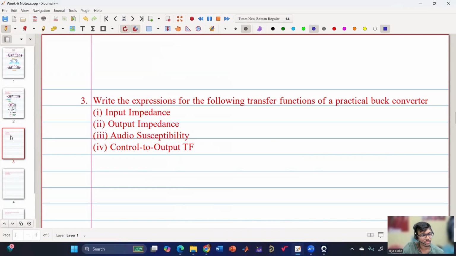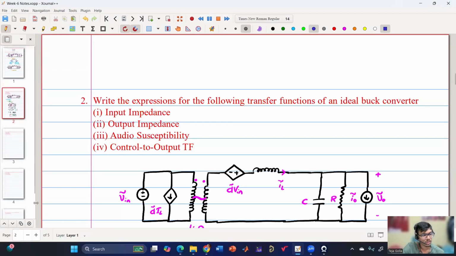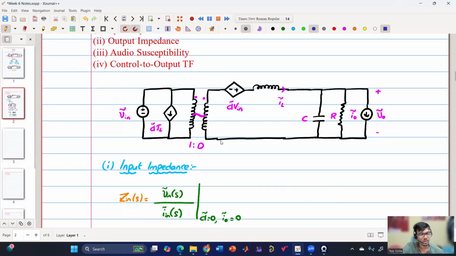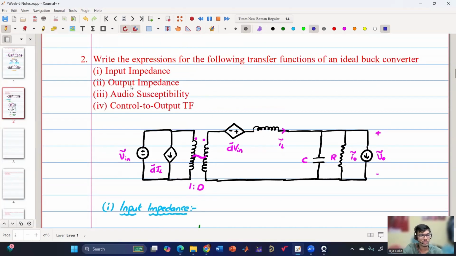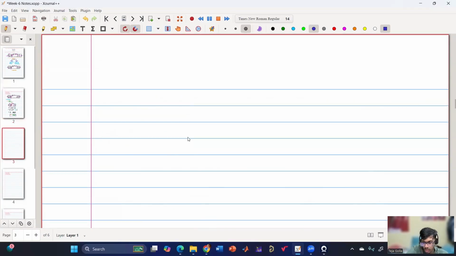Now we have to add one more page. Till now we have discussed the input impedance. Now we are going to discuss the output impedance. Can anyone tell me what will be the expression for output impedance, if we write in a similar fashion? V naught by I naught, keeping D cap equals 0 and V in equals 0. Yes, good. But one slight modification and an important thing also. We are discussing output impedance.